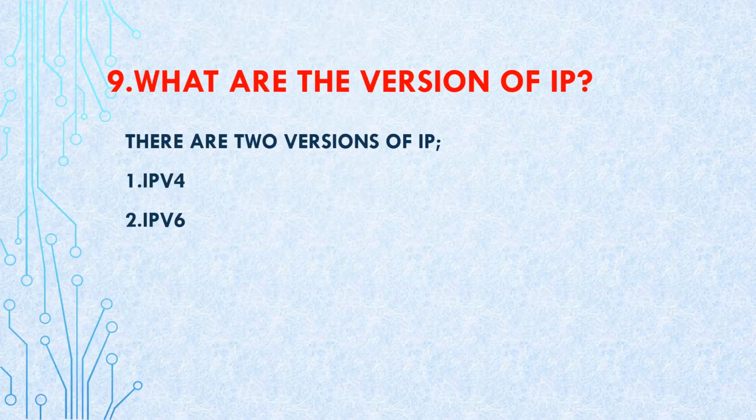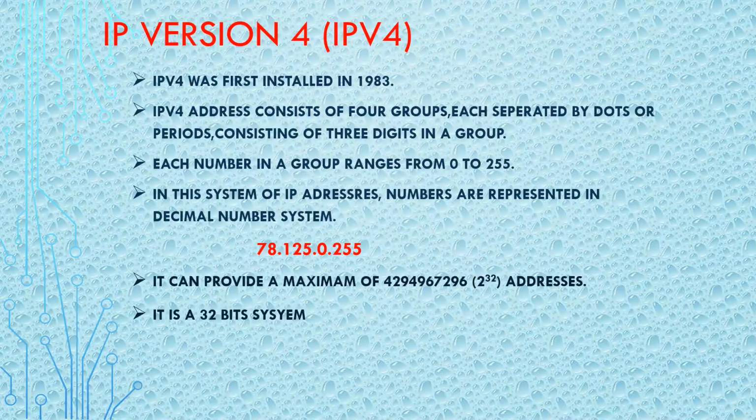The next question is, what are the versions of IP? We get two versions of IP. The first one is IP version 4, which we can shortly call IPv4. The second one is IP version 6, which we can shortly call IPv6. The first is IP version 4, or IPv4. The first point to keep in mind is that IP version 4 was first installed in 1983.